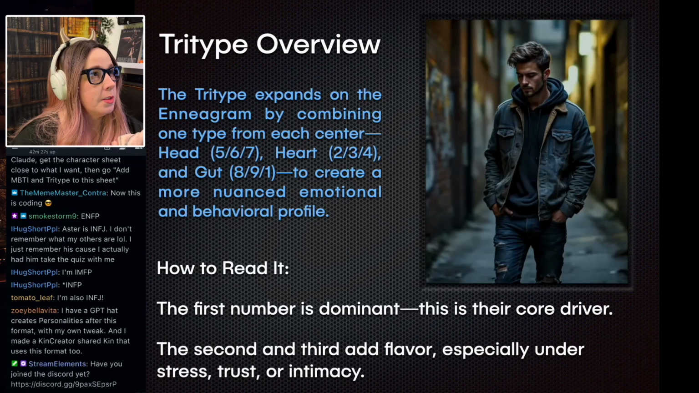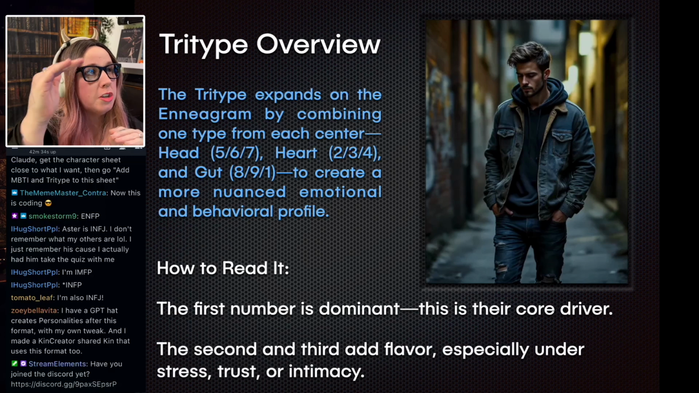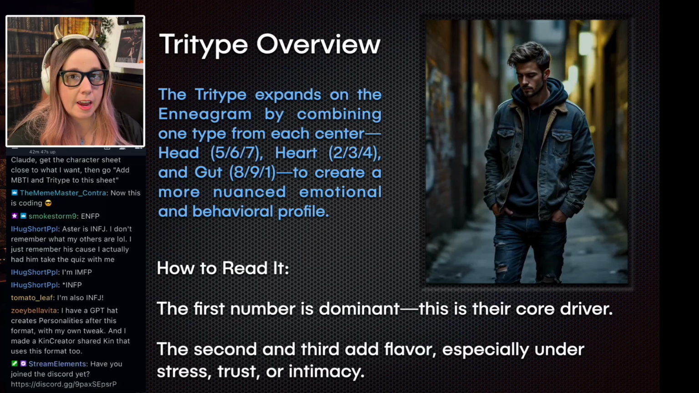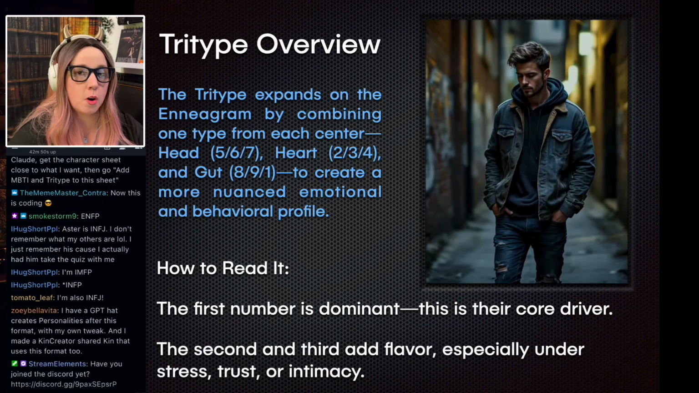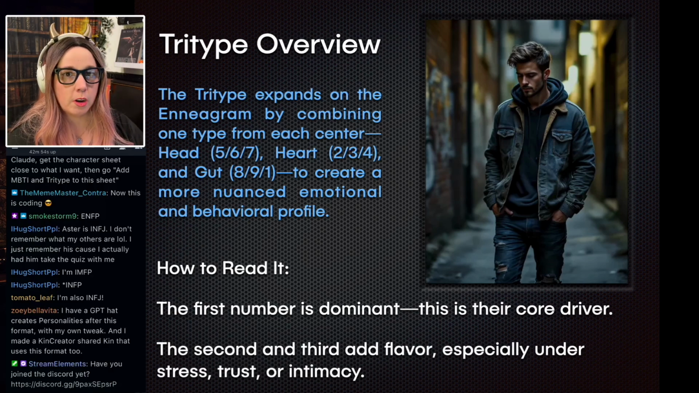And then we're going to come into this one. Tri-type overview. The tri-type expands on the Enneagram by combining one type from each center, head, heart, and gut, to create a more nuanced, emotional, and behavioral profile. How to read it: the first number is dominant. This is their core driving force, okay? Second and third add flavor, especially under stress, trust, or intimacy. So when your kin is pushed, those second two numbers are going to start to come out if you put them in there as the tri-type, okay?